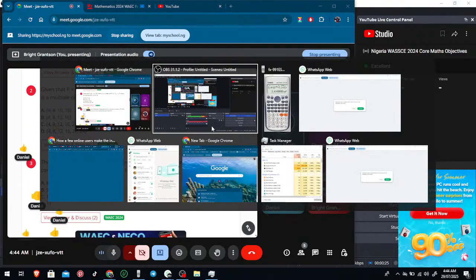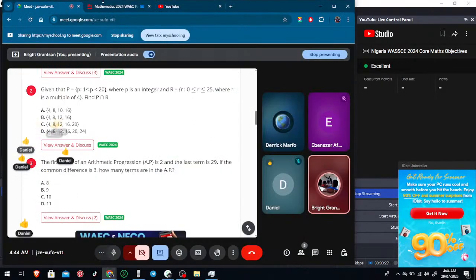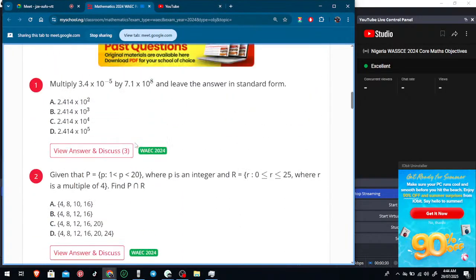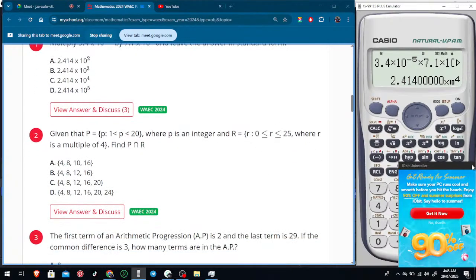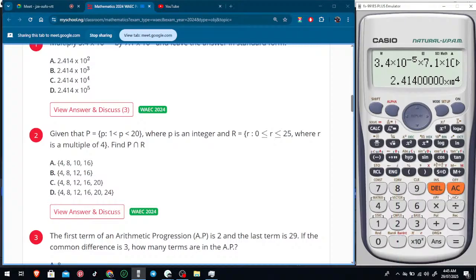Okay, so let's start again from number 1. Those who just joined, you're welcome. This is the first question. You're dealing with standard form. You're dealing with standard forms, right?